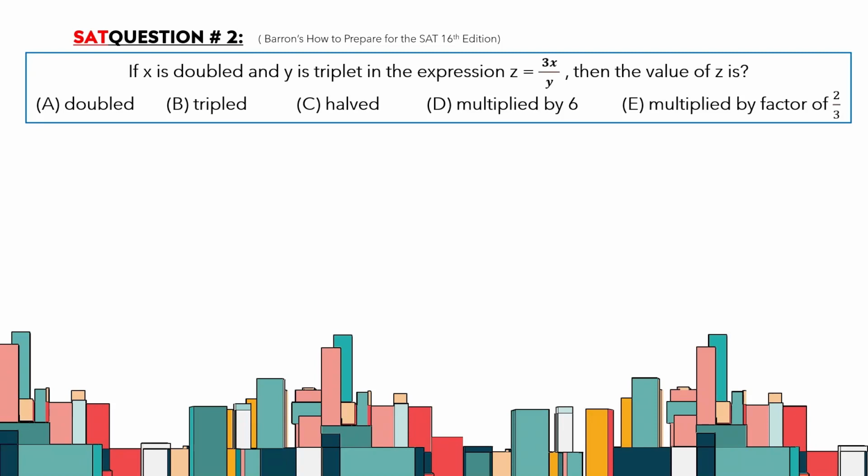If x is doubled and y is tripled, in the expression z equals 3x over y, then the value of z is... So basically we want to know what is the change in z if x is doubled, meaning multiplied by 2, and y is tripled, meaning multiplied by 3.